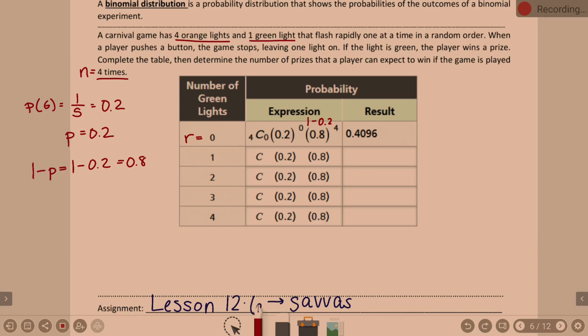What if there's one green light? Well, what are we going to be doing first? 4C1, 0.2 to the first, and then officially what's going to go over here? Not 4, but officially this would have been, I forgot to mention, 4 minus 0, right? Over here this would be 4 minus 1, which is indeed 3. Feel free to just put 3 if you want. So what is 4C1 times 0.2 to the first times 0.8 to the third?